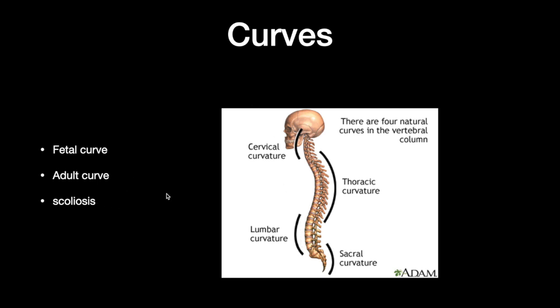Scoliosis, of course, is the abnormal curvature of the spine. So instead of a nice vertical straight line, it will be curved slightly like an S. In severe cases, it can be almost a C or a complete S shape.